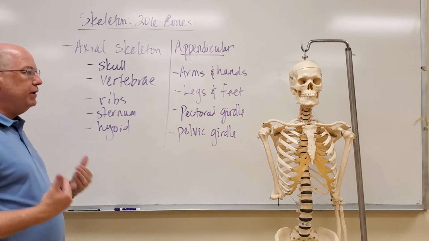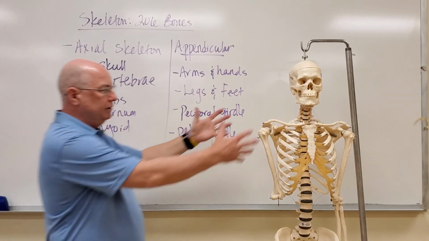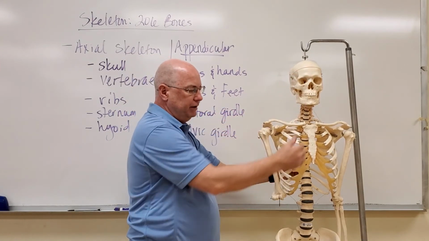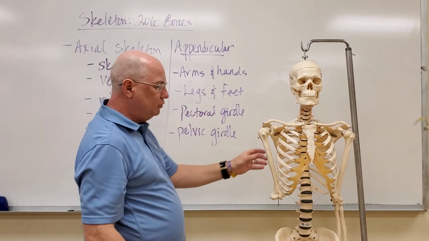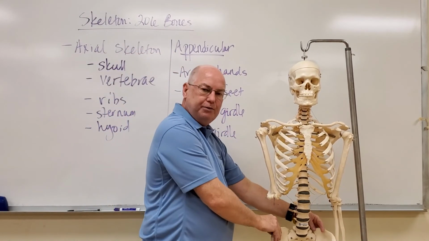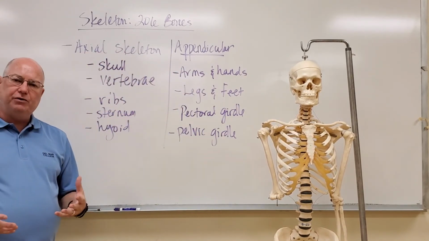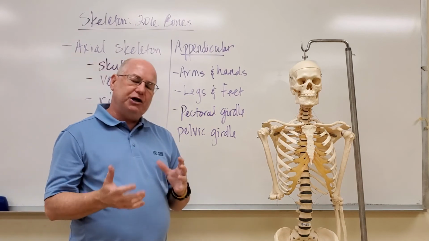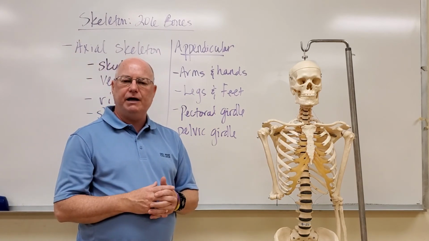So when we talk about the axial skeleton, we simply mean these structures right down the midline: skull, vertebrae, sternum and ribs, and the hyoid bone. The appendicular skeleton would be the arms and hands, the legs and feet, the pectoral girdle, and the pelvic girdle. Okay, so that's sort of a general introduction. There are different shapes of bones: long bones, short bones, flat bones. We're going to cover some of that in lecture.